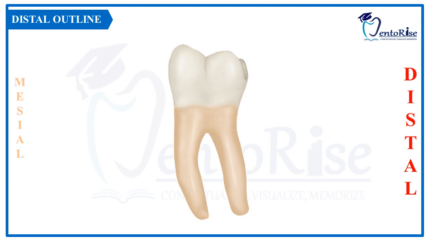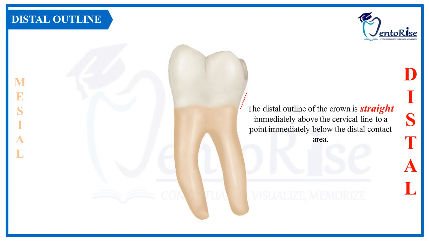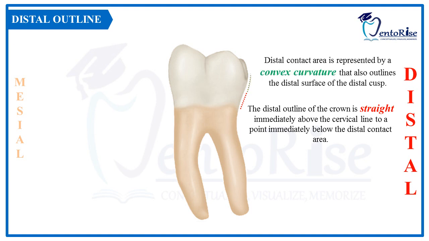If we talk about the distal outline of the crown from the lingual aspect, then starting from the cervical line and moving occlusally, the distal outline of the crown is straight immediately above the cervical line to a point immediately below the distal contact area, demarcated in the figure with red. The distal contact area is also represented by a convex curvature that outlines the distal surface of the distal cusp, demarcated in the figure with green.